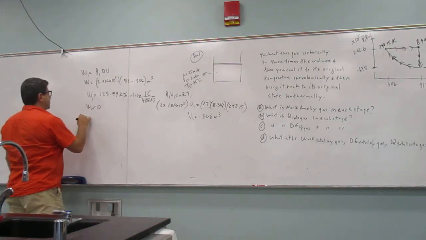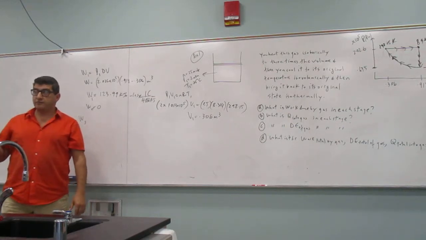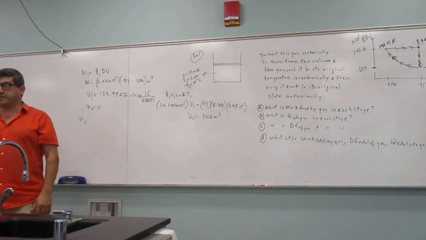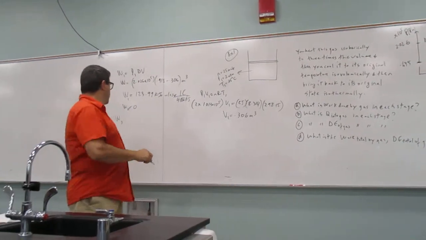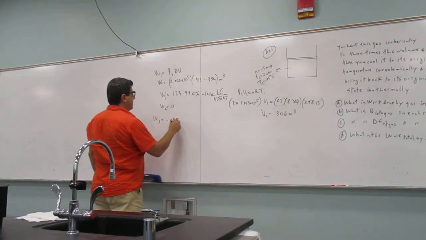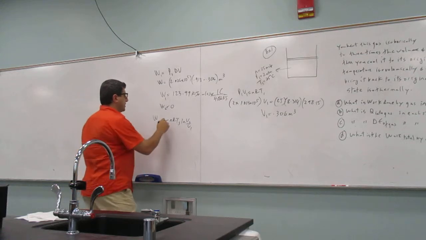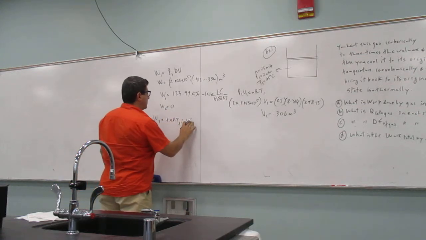Work done in the third stage is what? It's going back, so the gas is doing negative work. You're the one doing the work, but the gas is doing negative work, right? So what's the equation for that? Negative nRT3 ln of V2 over V1. Or I could just put it this way, nRT3 ln of V1 over V3.